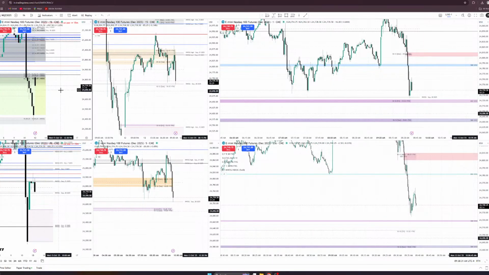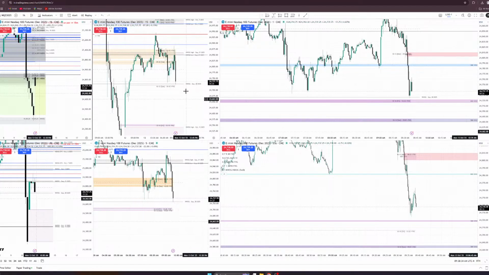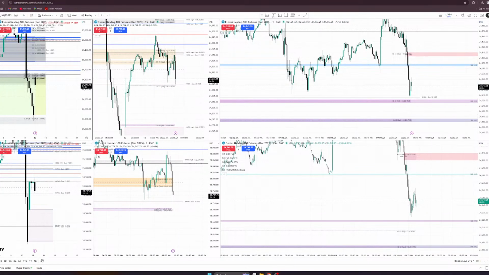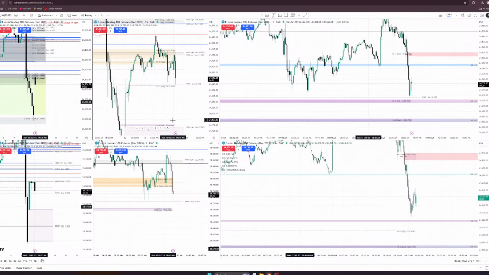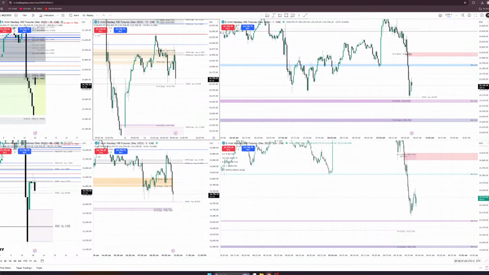So this is the RTH chart, guys, and the remaining are our ETH charts. You can see this is RTH chart, regular trading hours chart, and the remaining charts are ETH charts, exchange traded hours.